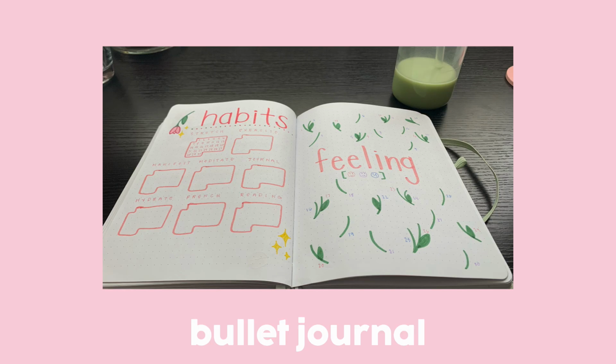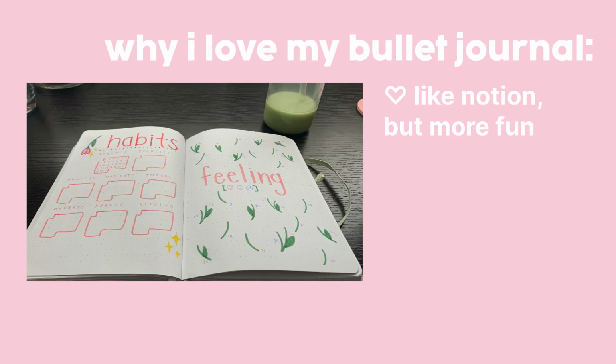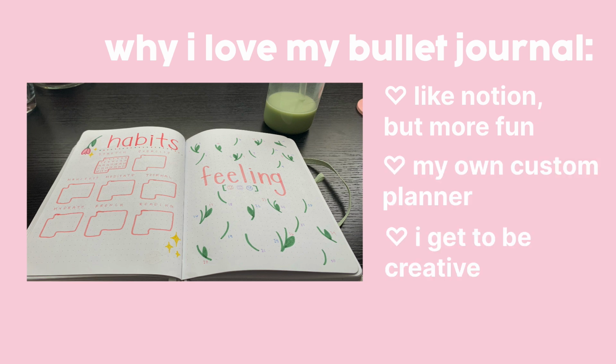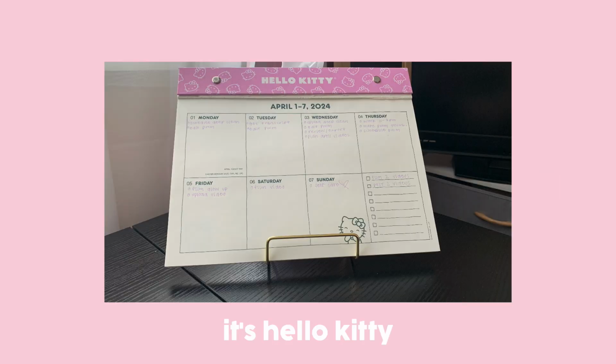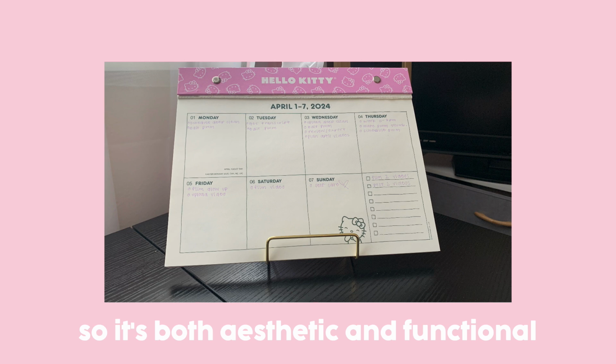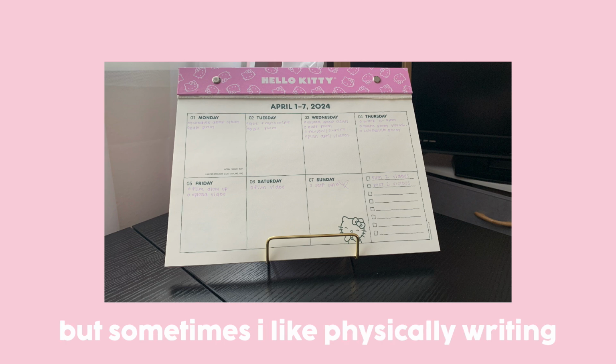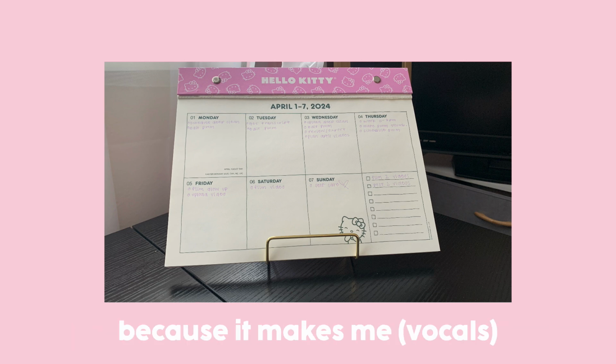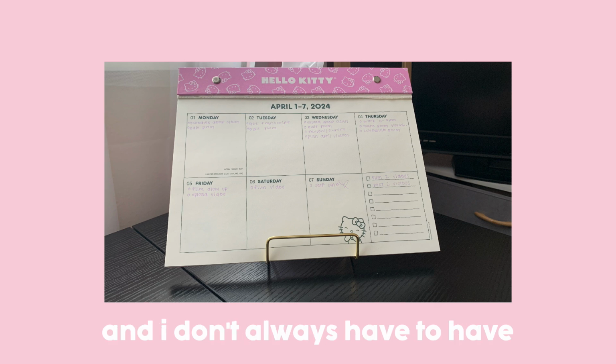Next, I use my bullet journal, and I just started bullet journaling back in January, and I mostly use it as a planner, but I love that it's a planner that I get to customize and be creative with. The last thing I use is my calendar that I have sitting on my desk. It's Hello Kitty, so it's both aesthetic and functional. But sometimes I like physically writing things down because it makes me more likely to remember what it is that I have to do, and I don't always have to have my computer near me.